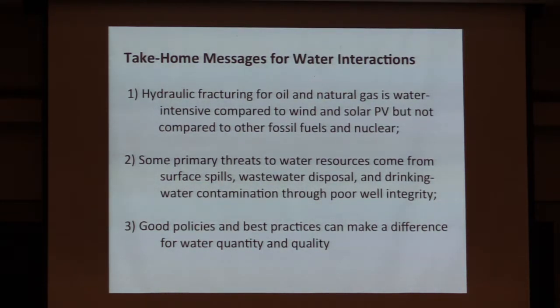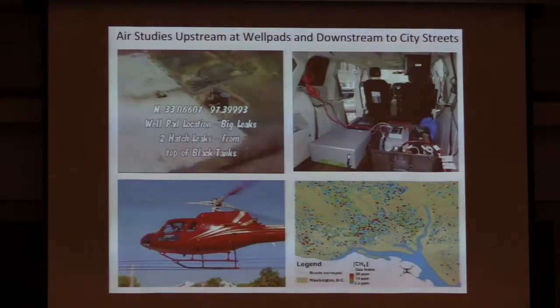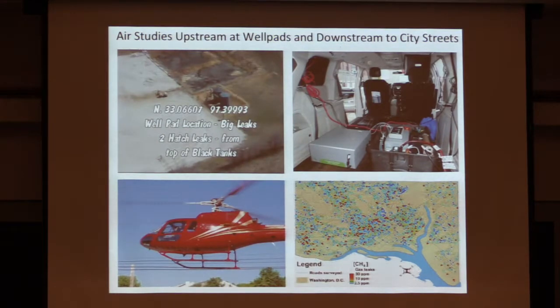And I should add that we've worked in other plays like the Fayetteville Shale in Arkansas, where we found no evidence for any contamination at all. So the geology there is less fractured. Maybe the people doing the work were more careful in some cases too. And we don't know the reason for that difference. And then finally, good policies and best practices, good policies and regulations. Best practices, what the companies set, which in many cases are above the minimum rules. They can make a difference for water quantity and quality.